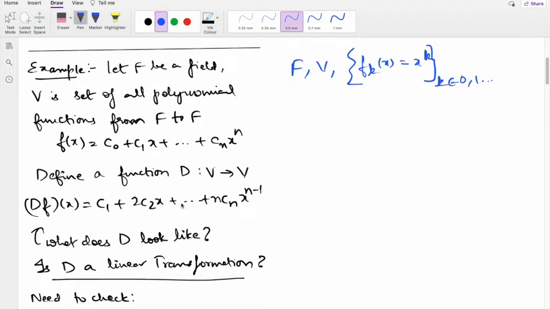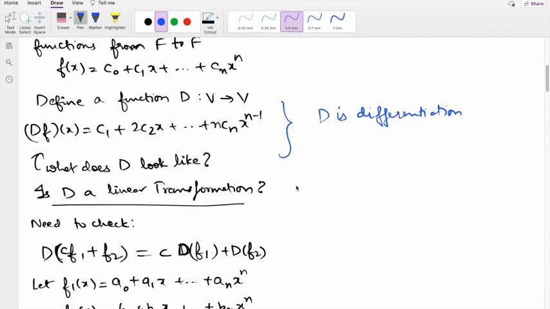c1 plus 2 c2 x and so on. So one simple inspection shows that D is doing something called differentiation, which we are familiar with. Because when you differentiate, this is exactly what you get. So now we are asking, is D a linear transformation? So what we need to check is something like this.